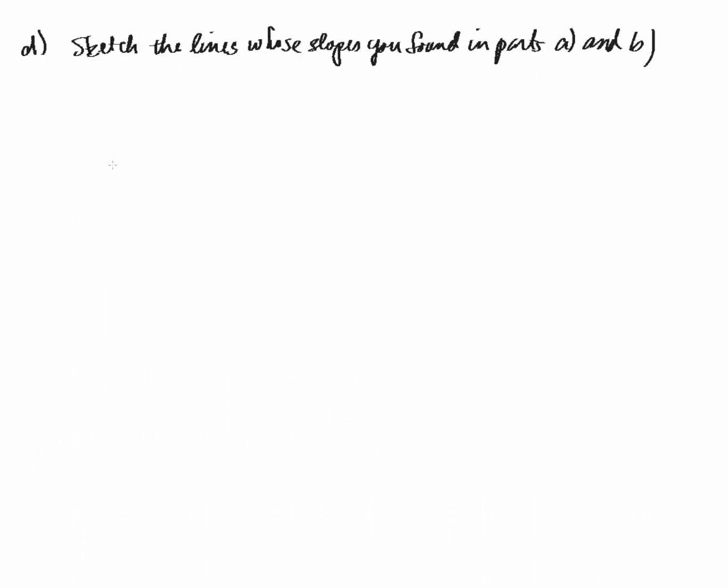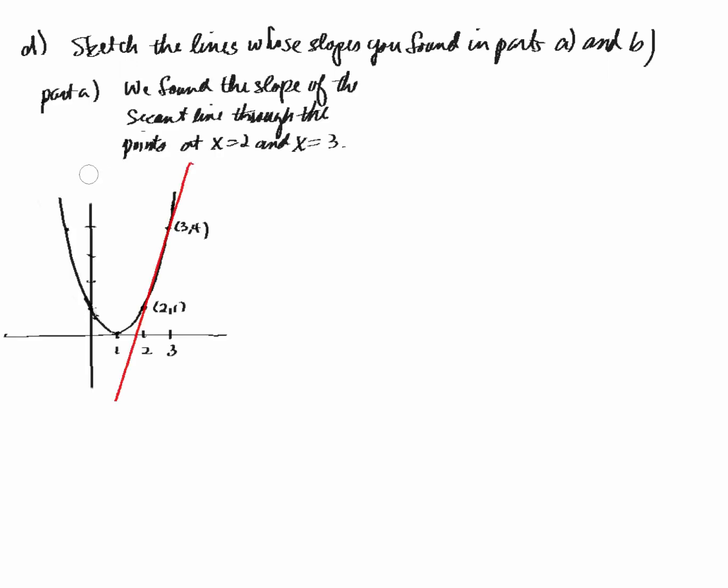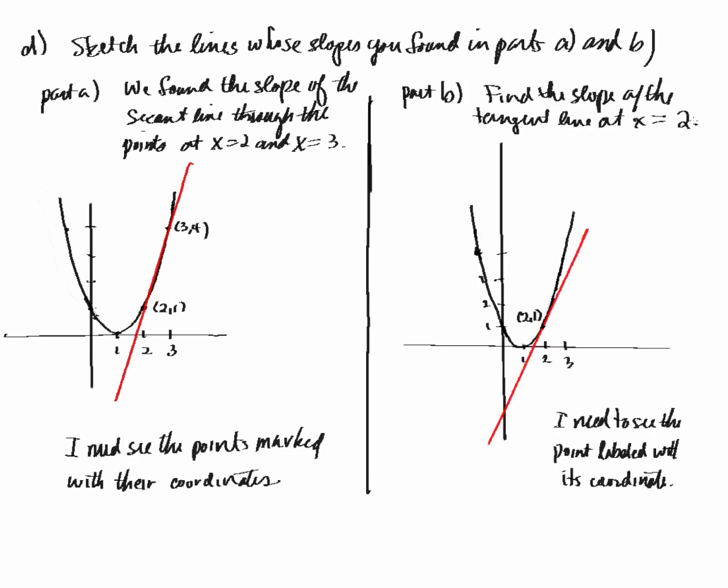Part B was to sketch your curve and then sketch the lines that you would have found the slopes of from both part A and from part B. Here is the secant line from part A that went through the points at x equal to 2 and x equal to 3. Here is my sketch of the tangent line from part B that went through the point at x equal to 2. Notice that in order to know what's really going on here, one needed to mark in the coordinates of the points of intersection with the curve.